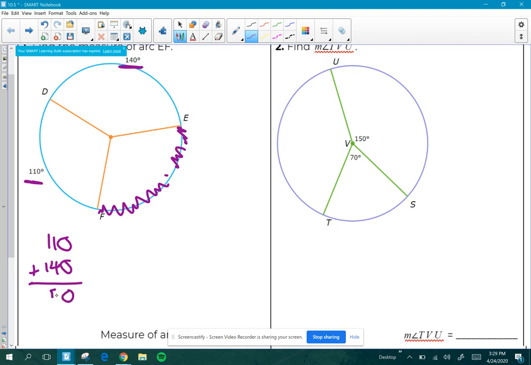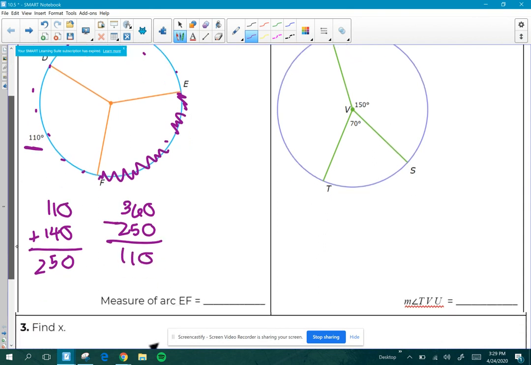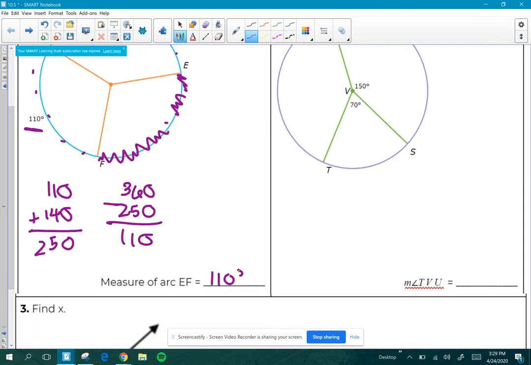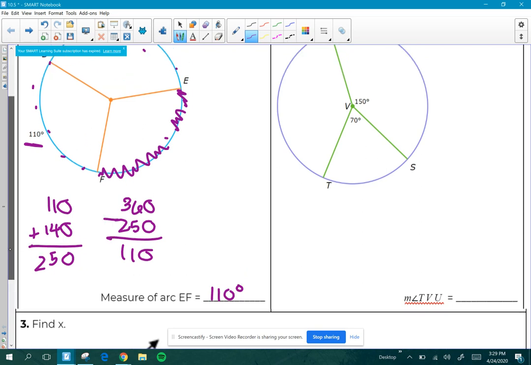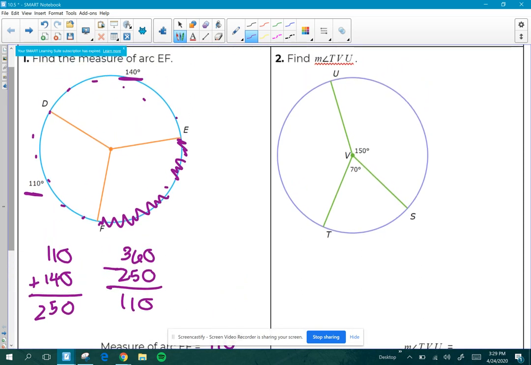So when I add those together, I get 250, but then that's not my answer. That's what this whole section equals. So to find that missing part EF, I have to do 360 minus 250, and then that would give me 110, which is my answer, 110 degrees. So this is a concept that we'll use for section 10.5, so I did want to make sure that we had time to review it.